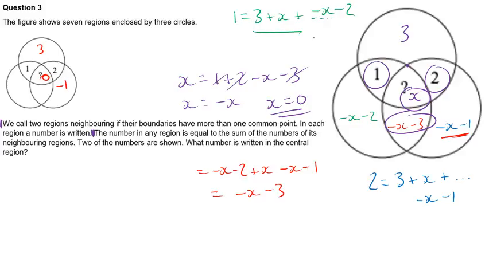On the left, we've got 1, which is equal to 3 plus 0 has got to be negative 2, and yet 0 minus 2 gives us negative 2. And the final value here, that's negative 3. So the number written in the central region is 0.